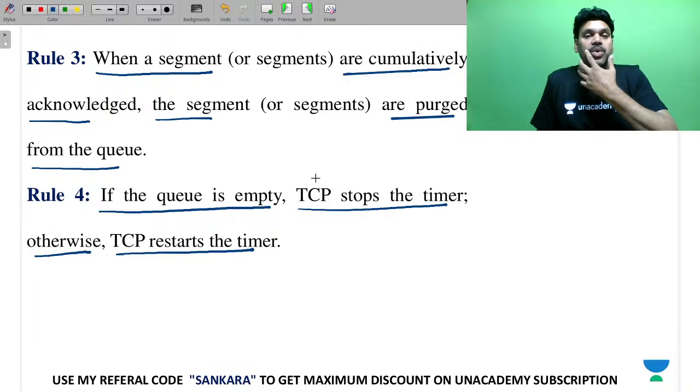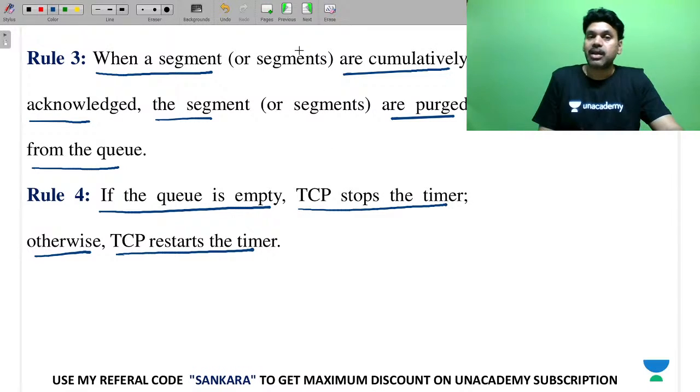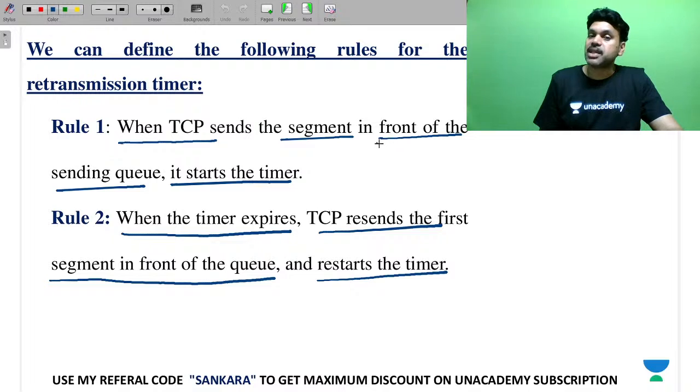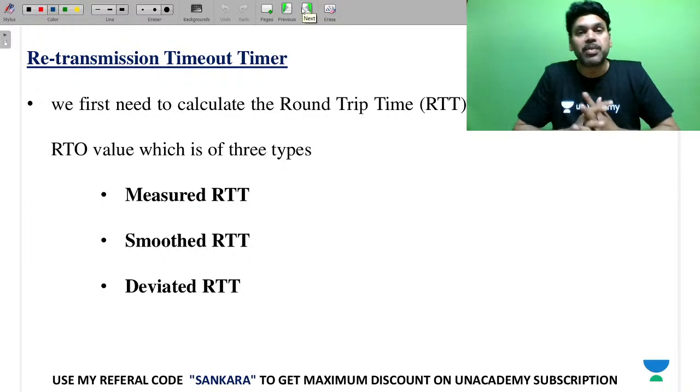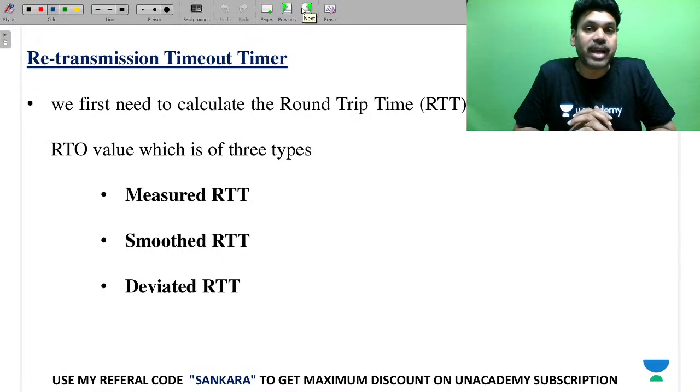So according to these four rules, the retransmission timeout timer is associated. One is whenever you are sending a segment in front of the queue. Another is whenever TCP resends your unacknowledged segment. And whenever your segments are cumulatively acknowledged, the segments are purged from the queue. If the queue is empty, then there is no requirement for the TCP timer; you can stop it. So how can you calculate the retransmission timeout timer value?